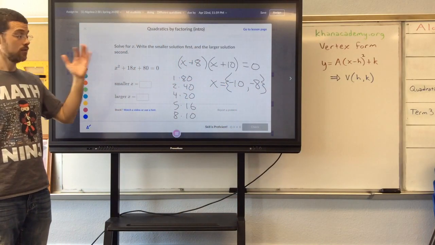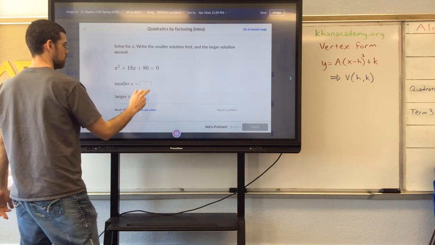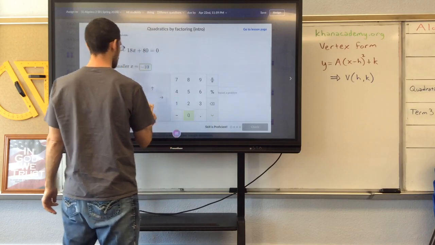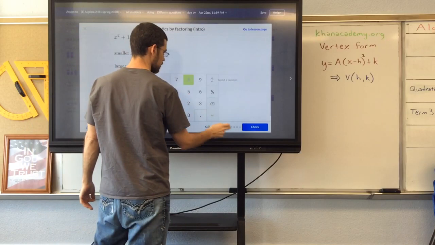Which one's smaller? Negative 10, because it's further to the left on a number line. So negative 10, and the larger is negative 8.